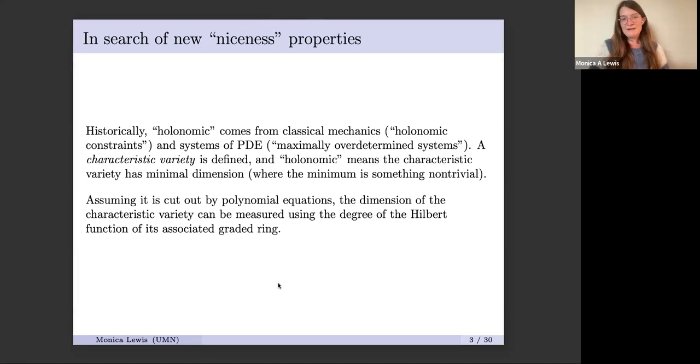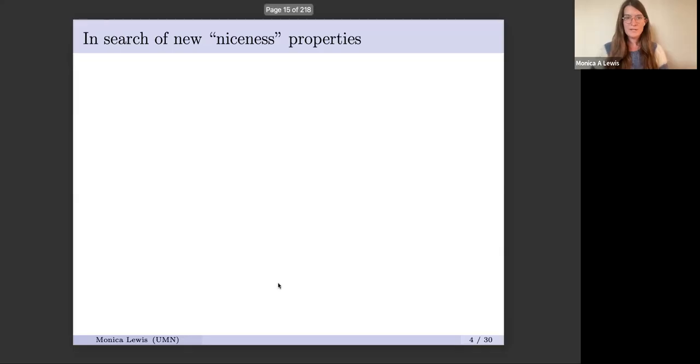So assuming that your characteristic variety is cut out by polynomial equations, which is indeed the case that we're interested in, the dimension of the characteristic variety can be measured using the degree of the Hilbert function of its associated graded ring. We know that the Hilbert function is, assuming it's finitely generated, eventually polynomial. So holonomicity in this context can be understood as a growth condition. Perhaps there's some way to understand holonomic in terms of how some nice filtration or some nice grading grows.